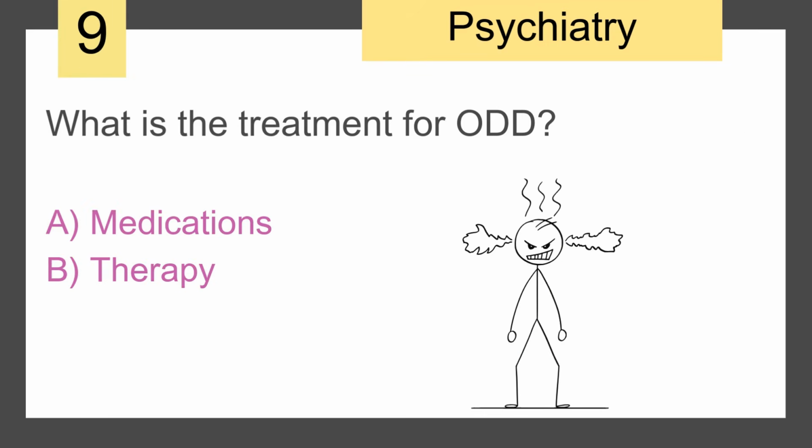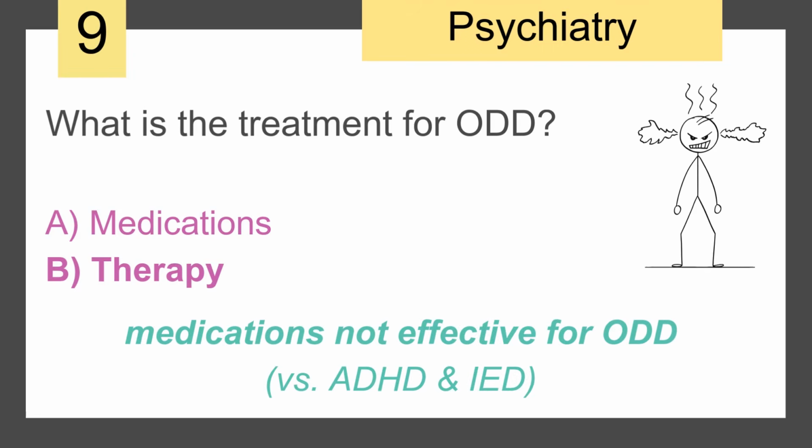Question 9. What's the treatment for ODD? Medications or therapy? And unfortunately, there's no medication for ODD. Therapy. Parenthetically, in my opinion, it's usually the parents that are off, but that's just silly me. ODD requires therapy. Work something out so that the child feels validated and understood. This is in contrast to ADHD, which of course is treated with primarily stimulants, and intermittent explosive disorder, which can be treated, for example, with mood stabilizers.